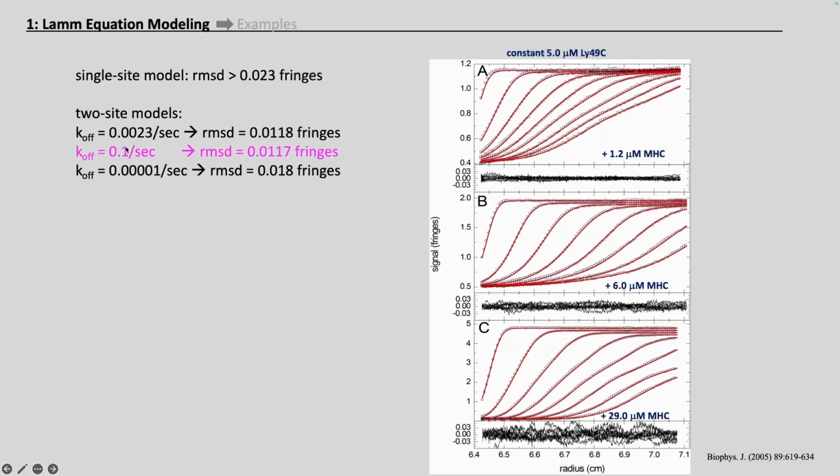However, if we vary the kinetic rate constant and impose a slower K-off to this model, then the fit is almost as good as with our best fit K-off. Only K-offs that are drastically slower by 4 orders of magnitudes here produce a very different fit.